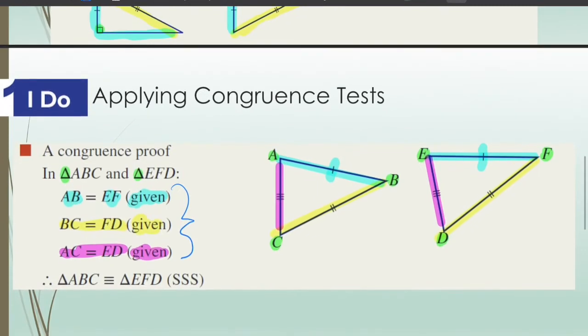congruence tests, then we always finish the question with this statement. Therefore, the two triangles that I introduced to you at the start of the question are congruent to each other. It's important to note this is not an equal sign, it's three lines. That's the symbol that means congruence. And then after you've made that statement, it's important to always include the abbreviation of the test that you are using. So we've concluded that these triangles are congruent because three sides are equal, so we've said side, side, side here.